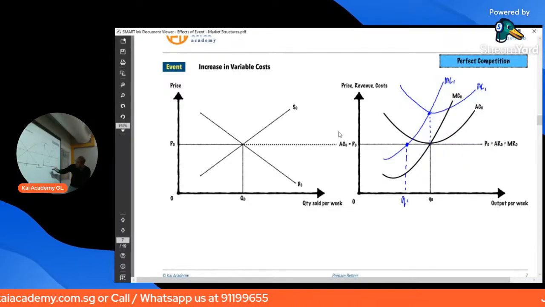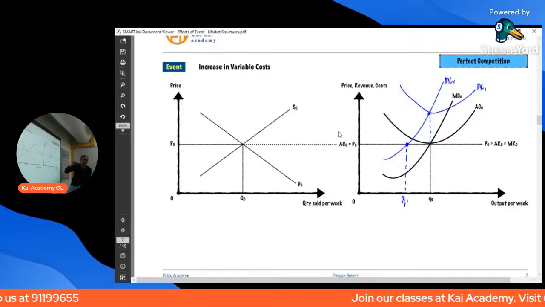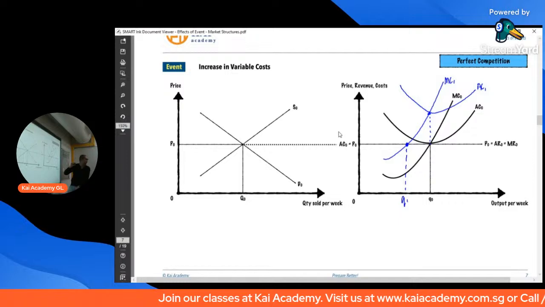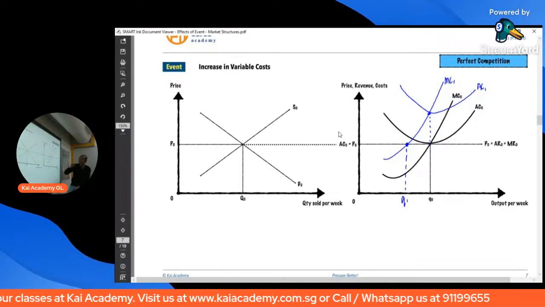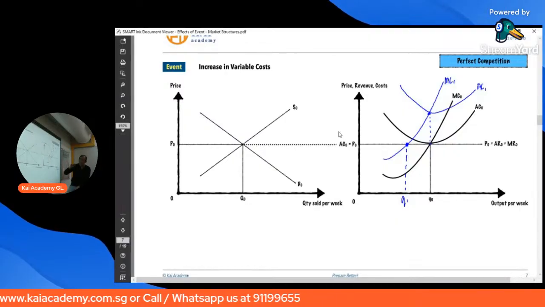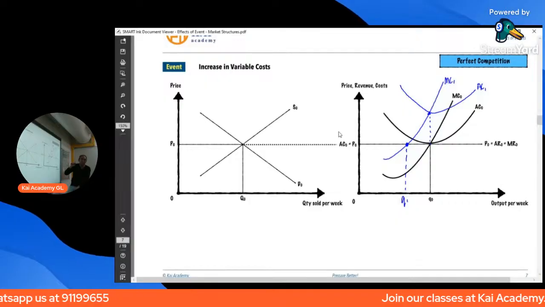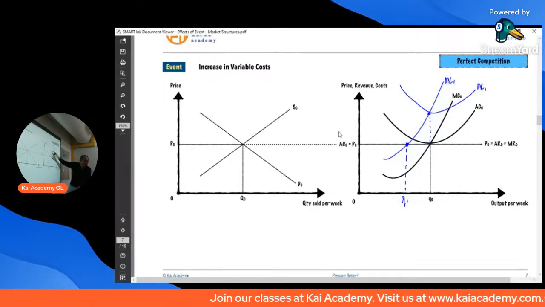New Q is here. Okay, wait, did the industry diagram change or not? Industry diagram should change, right? Change to where? Supply decrease or increase? So the supply has to shift, decrease, right? By how much though? Supply has to shift by this height, right? Because MC shifted by this height, right?